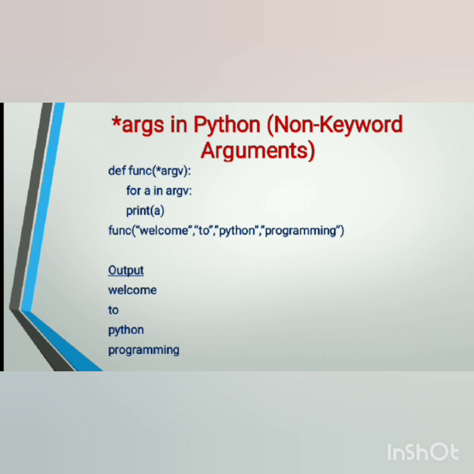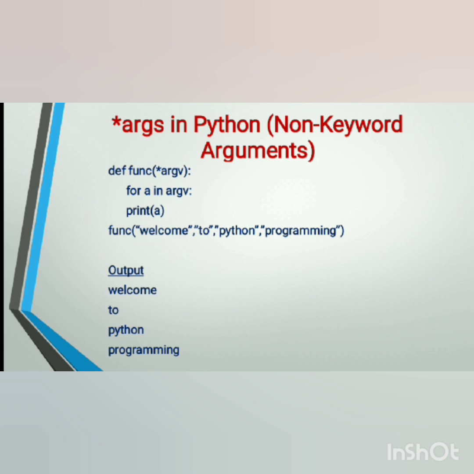def is a keyword. Then what is the function name? func. Within the parameter I am giving only one argument, but I have used star. So this is called non-keyword arguments. Next, within this function definition, I have a for loop. By using the for loop, I will get the values one by one and then print the value. So this is the function definition.